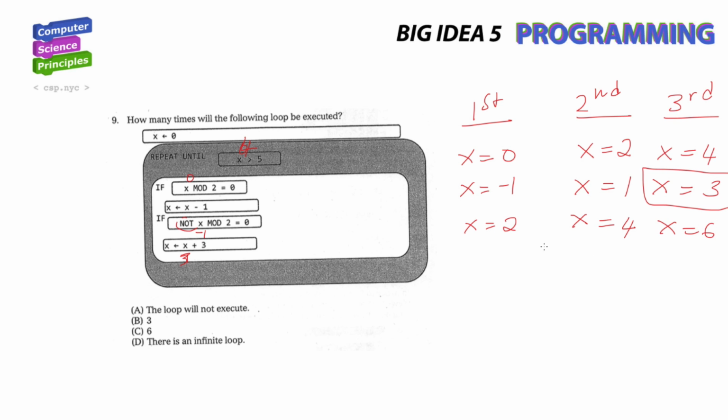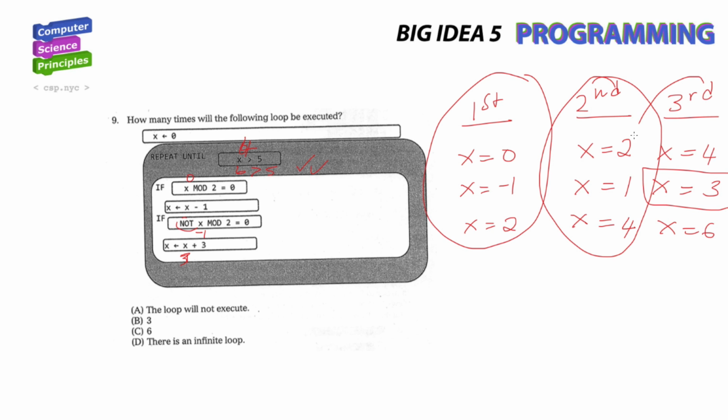X equals 6. So now we've got to think, repeat until, well, 6 is greater than 5. Well, that's true. So therefore, we stop. And so the question was, how many times will the following loop be executed? Well, the first time this stuff happened, the second time this stuff happened, and the third time this stuff happened, and then it stopped because the x value was greater than 5. So this thing ran 3 times. That was question number 9.